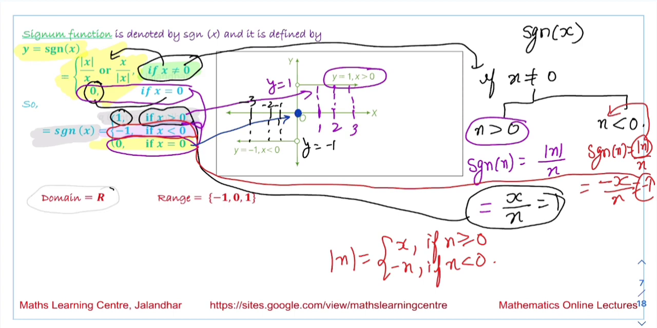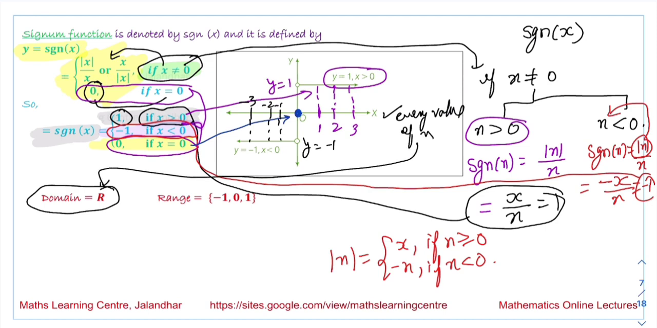So what is the domain of this function? It is defined for every value of x. So the domain of this function is R. And what is the range of this function? There are only 3 possible values it can attain. So the range of this function is minus 1, 0 and 1. That is, this function can attain only 3 values.